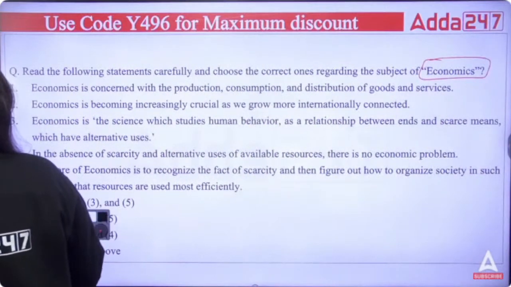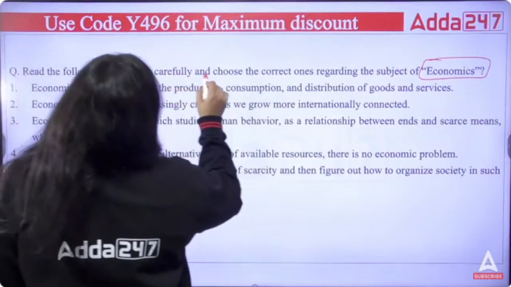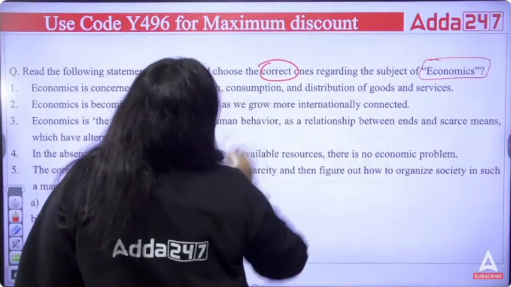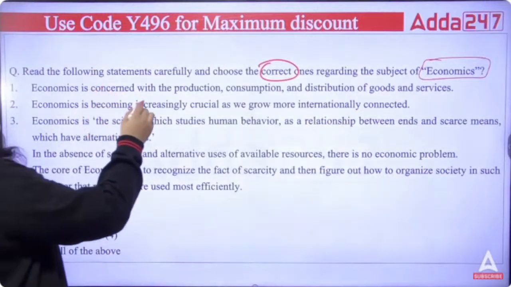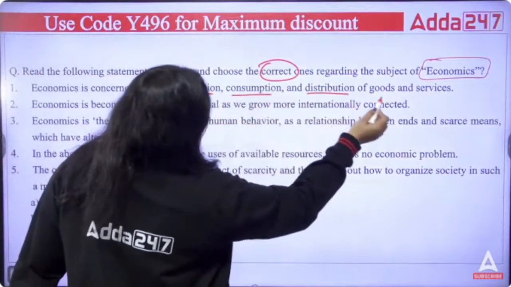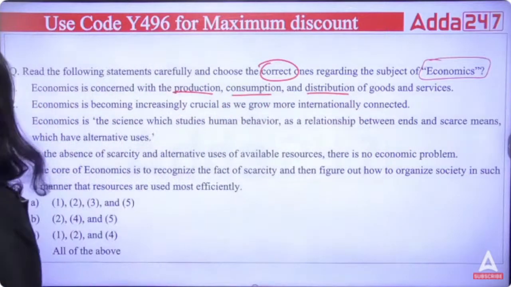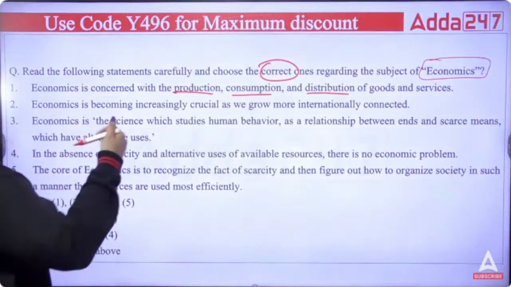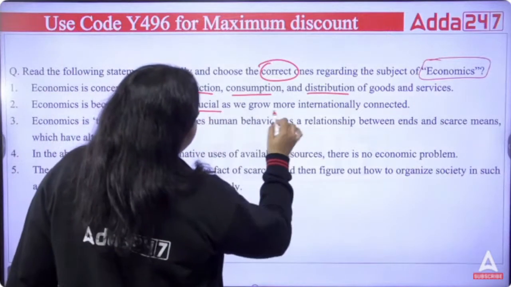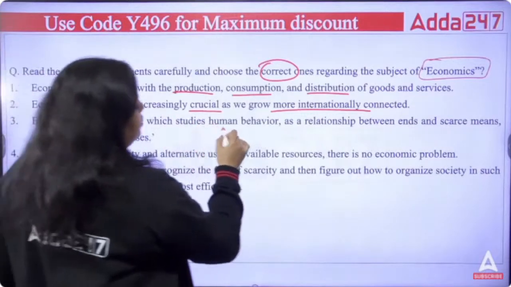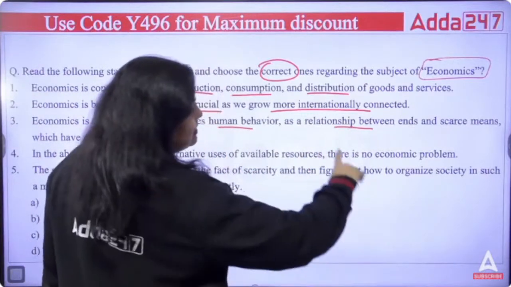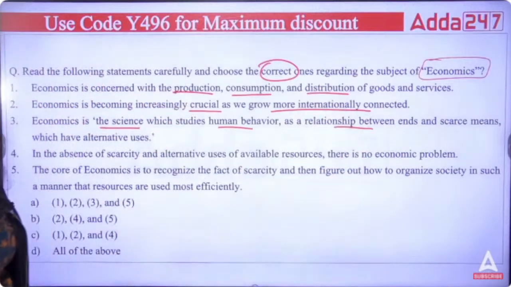The question is asking: read the following statements carefully and choose the correct ones regarding the subject of economics. Related to economics, you have to find out the correct statement. First is saying economics is concerned with the production, consumption, distribution of goods and services. Second is saying economics is becoming increasingly crucial as we grow more internationally connected. Third, economics is the science which studies human behavior as a relationship between ends and scarce means. Scarce means limited means.